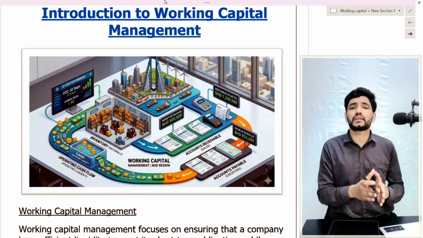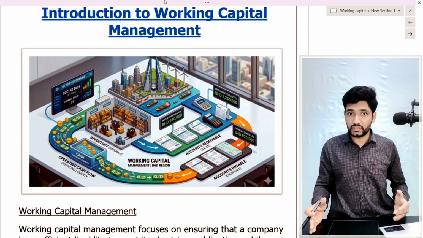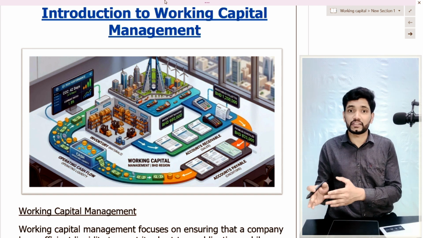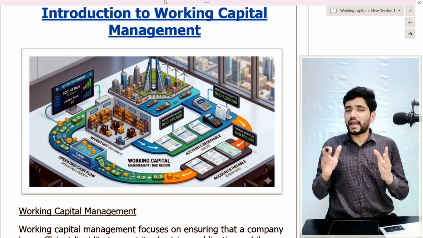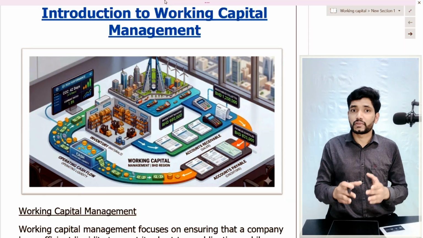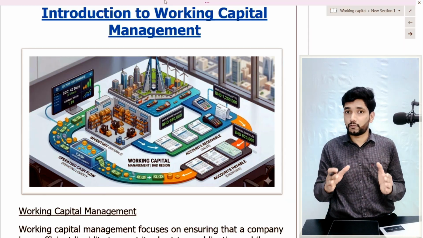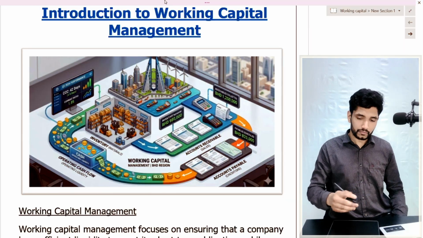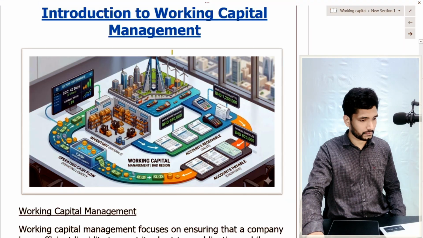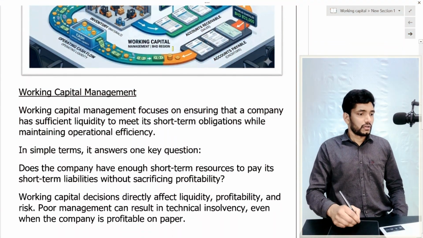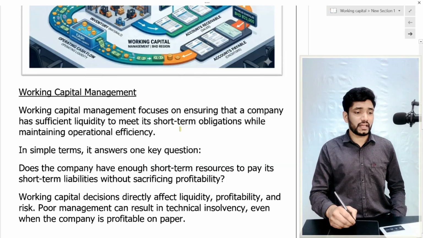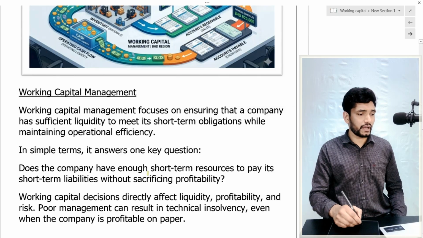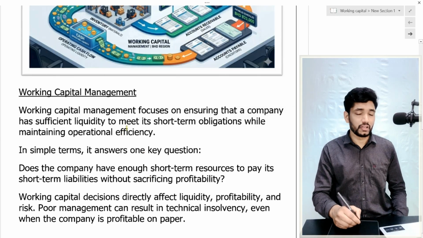That is the fund available to manage business day-to-day activities like sales, purchases, expenses and other activities. To manage these types of activities, businesses normally maintain a fund that we call working capital. It is the focus on ensuring that the company has sufficient liquidity to meet its short-term obligations while maintaining operational efficiency.